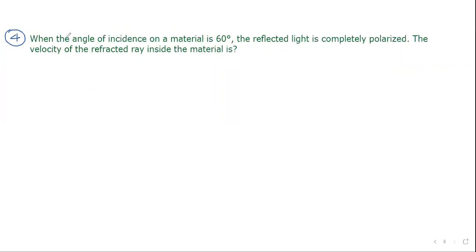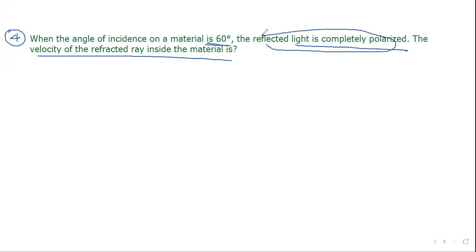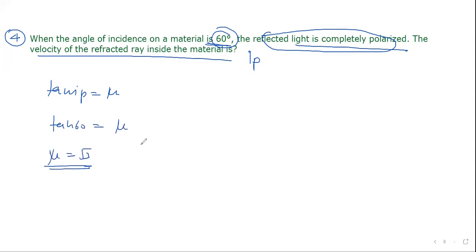In this question it is saying that when the angle of incidence is 60 degree, the reflected light is completely polarized. What is the velocity of the refracted ray inside the material? So listen carefully. Again, same question. They're saying that the reflected light is completely polarized, which means this angle is the IP angle, the polarizing angle or Brewster's angle. So tan IP should be equal to mu, Brewster's law. So tan 60 should be equal to mu, or mu should be equal to root 3. We have found the refractive index.